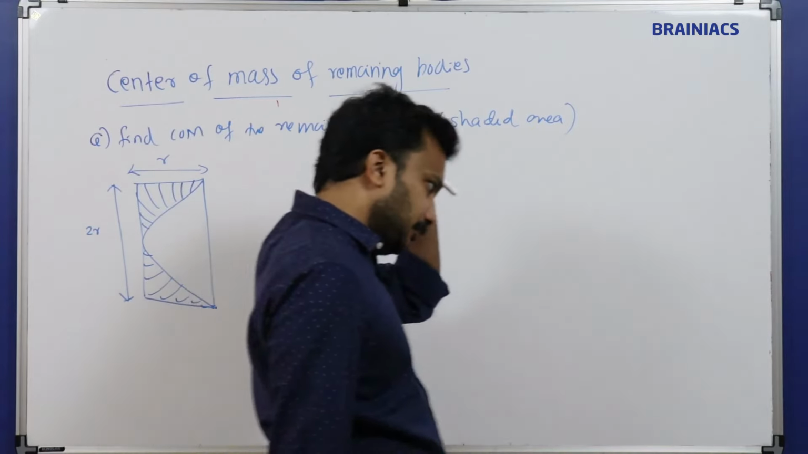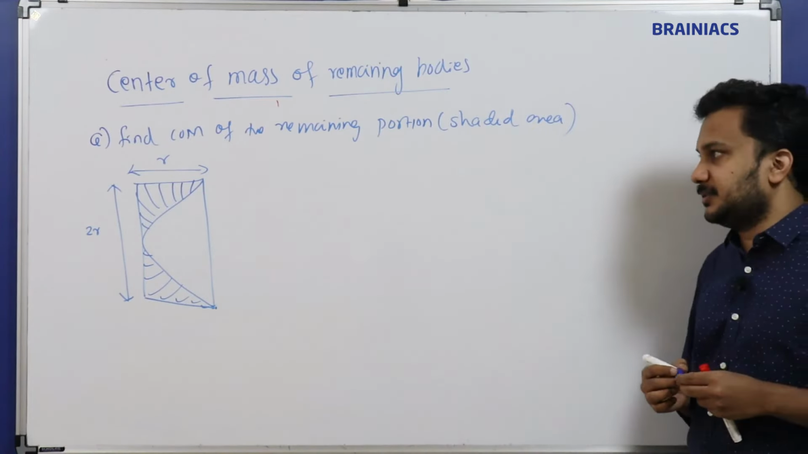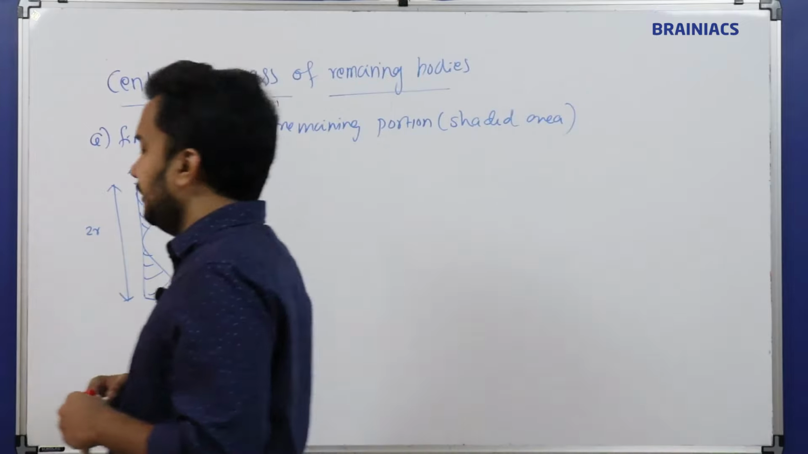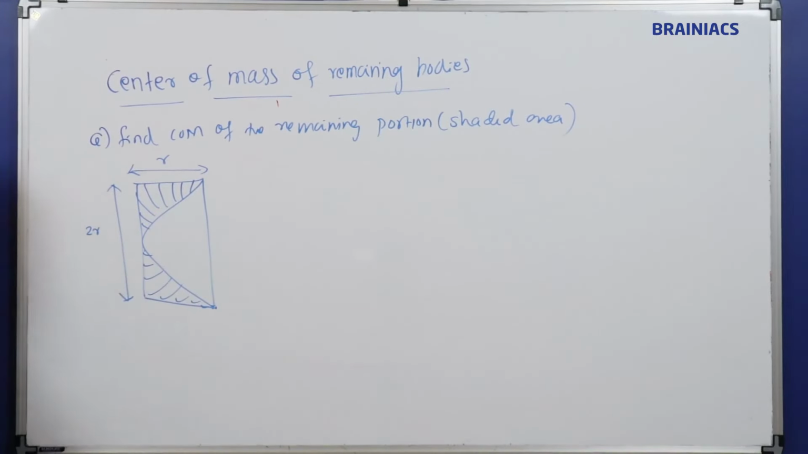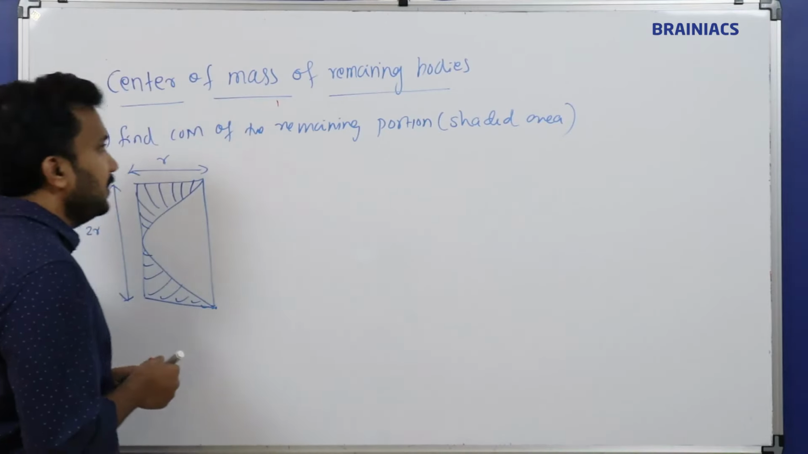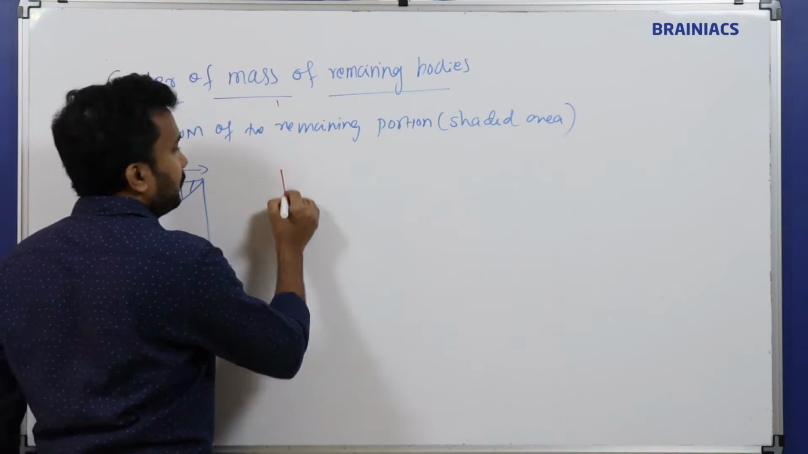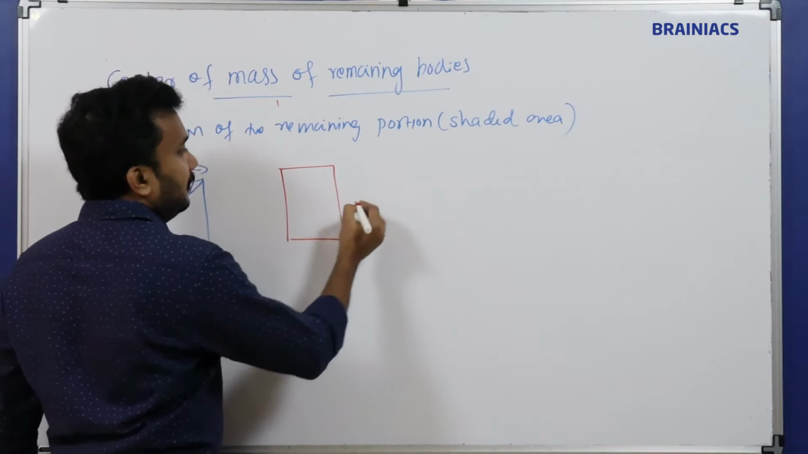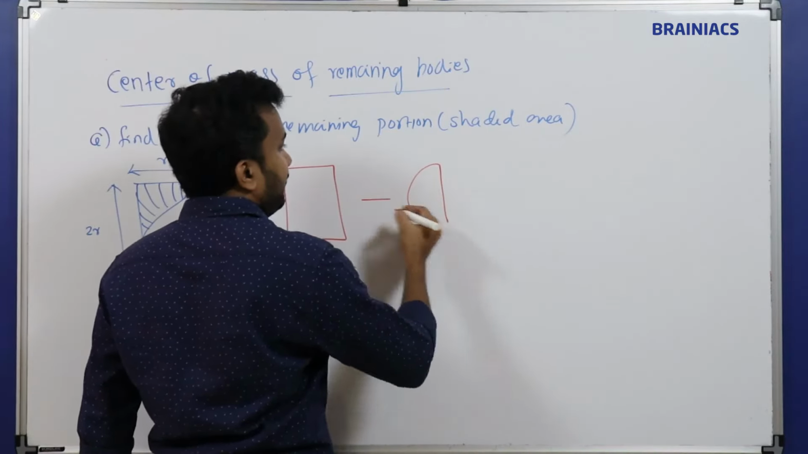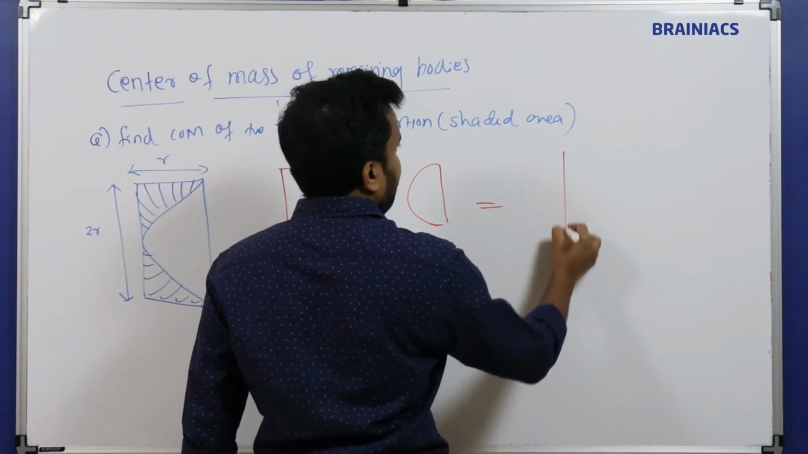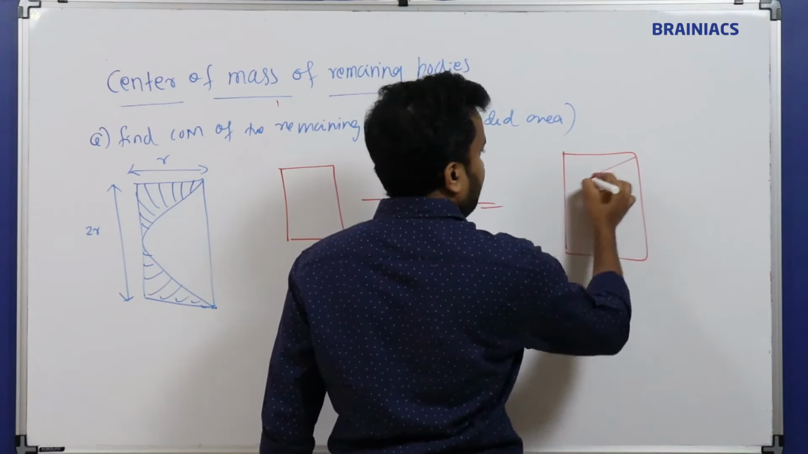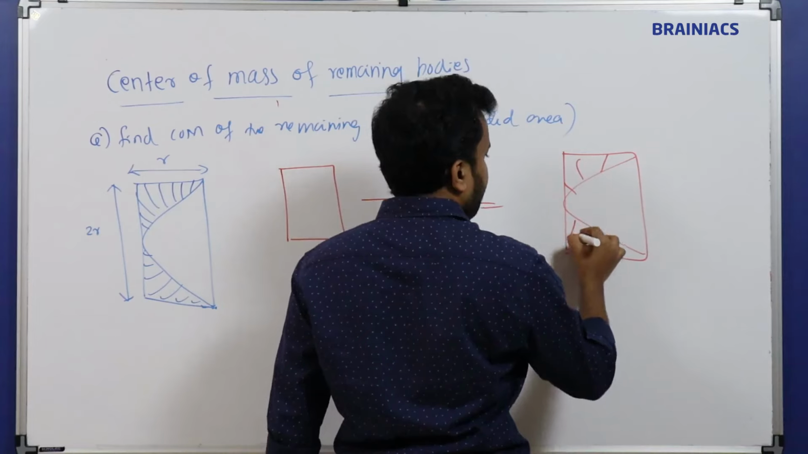Once we removed the semicircular disc, what will happen to the center of mass of this one? So this is a question which is given to us. From this one we know that to find out the remaining portion, we have a full rectangle, minus we have to subtract a disk, so that we'll get our structure like this one, right?